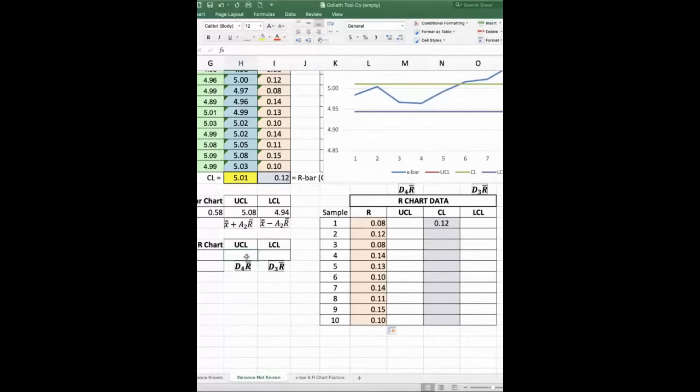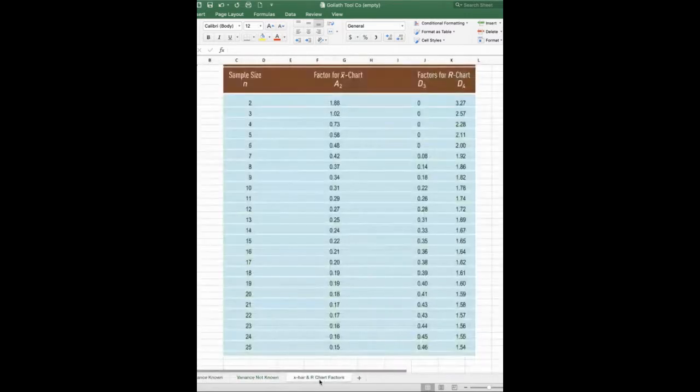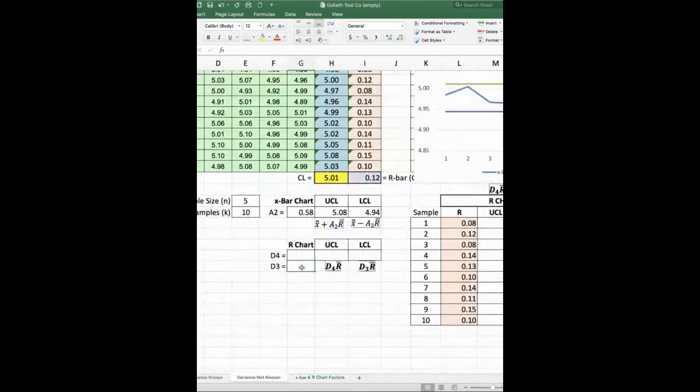Our upper control limit now is the formula that's here. It's D4 times R bar. And where do we get D4? Well, we're going to go back to our chart factors. And based on our sample size, we're going to look across, and the factor for D3 for a sample size of 5 is 0. And the factor for D4 for a sample size of 5 is 2.11. Again, it's not based on the number of samples. It's based on the sample size. So D3 is 0, that one's easy, and D4 is 2.11.